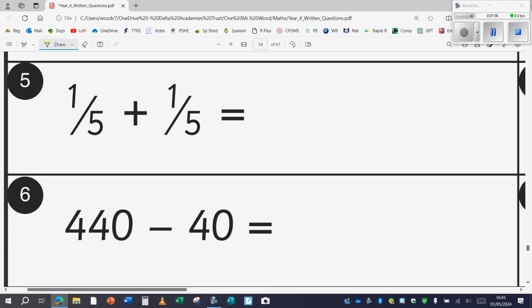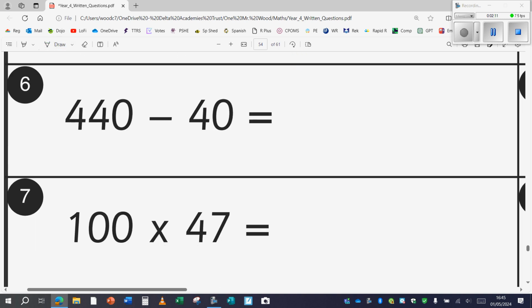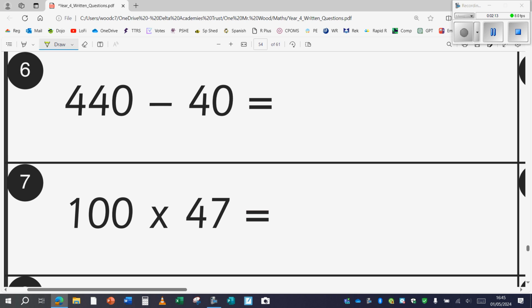For number 5, then, I've got 1/5 plus 1/5. The rule when we are adding or subtracting fractions that have the same denominator is that we keep the denominators the same and we just mess around with the numerators. So 1 plus 1 equals 2. For number 6, then, I've got 440 take away 40. Well, I'm not even going to go into this one because we can see there's 40 there and I'm taking 40 away. So 440 take away 40 is just 400.